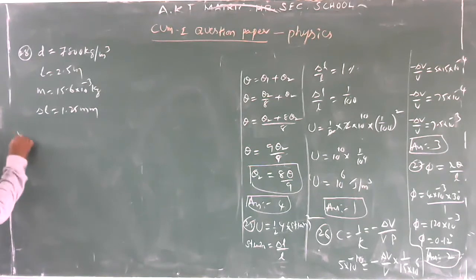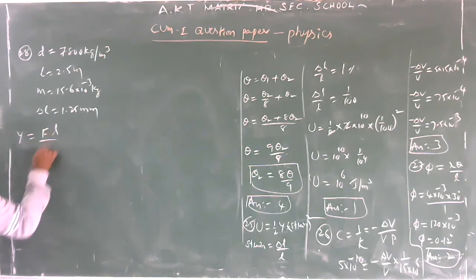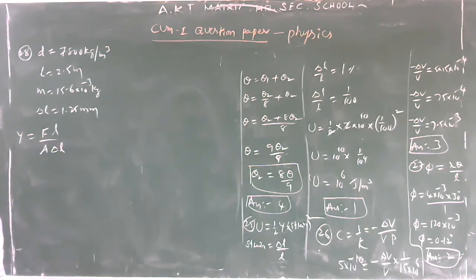Here Young's modulus Y is equal to F L by A into delta L. Here force F is equal to mg. L is given, area of cross section unknown. But here density is given. Generally density D is equal to mass by volume, so volume is equal to mass by density. Volume is also area of cross section into length, that is equal to m by d. Or A is equal to m by L into d. So first find the area of cross section.